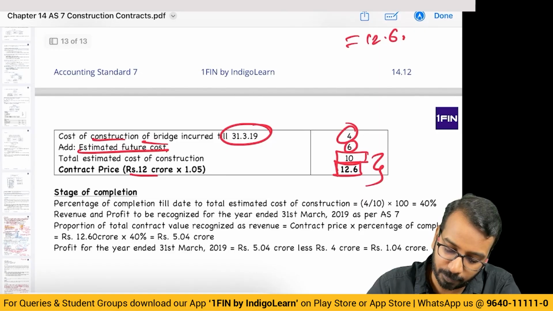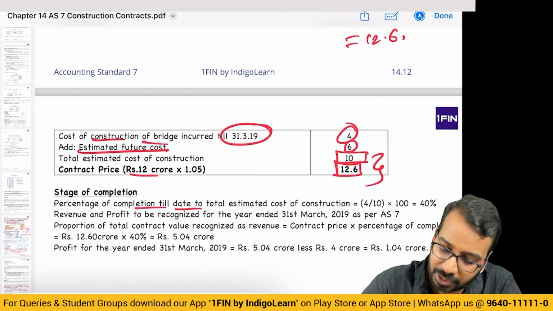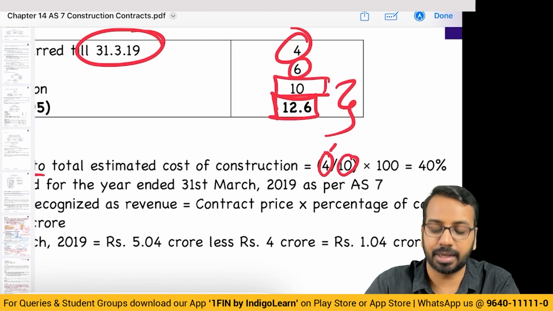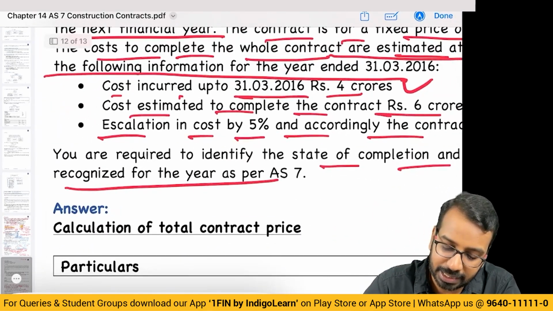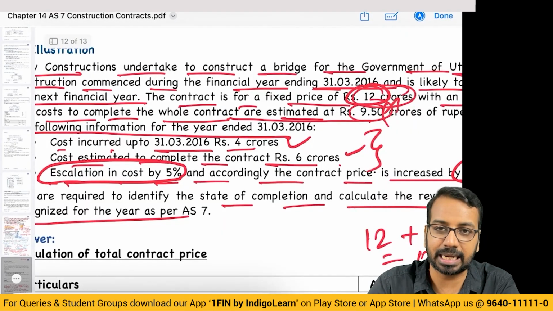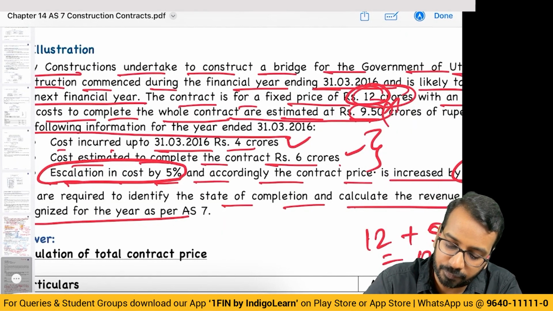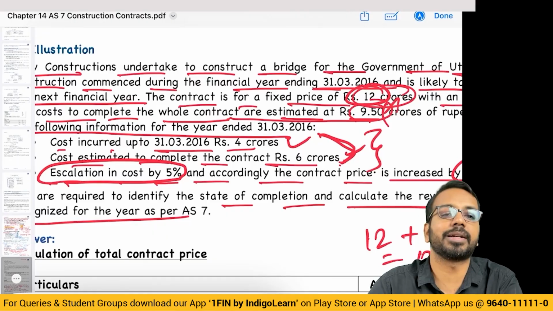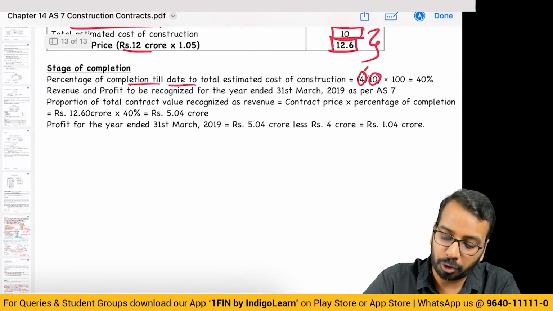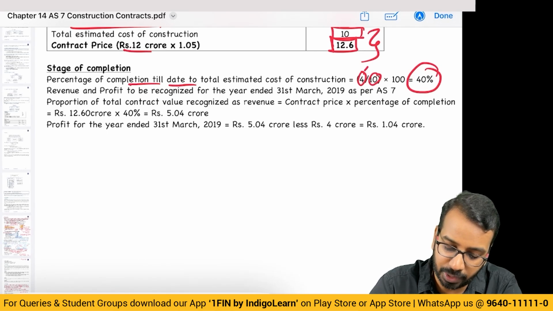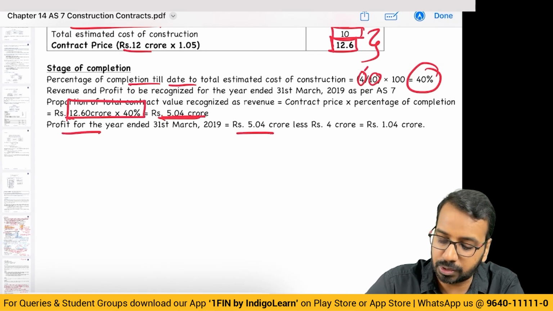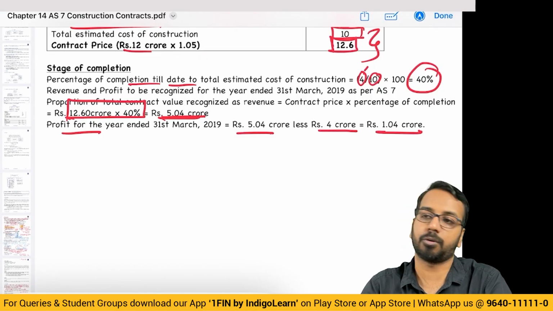Right. Now, what is the cost of completion? Completion till date is very simple. 4 crores incurred, 10 crores expected. Sir, but they have said here escalation is cost by 5%. That is already factored. See, it is not exactly the same number, but 9.5 versus 10, we have already factored in the increase so that you need not do it again. Okay, so the 40% is completion. Revenue is 40% of 12.6, 5.04 crores. Profit is 5.04 minus 4 crores, 1.04 crores.